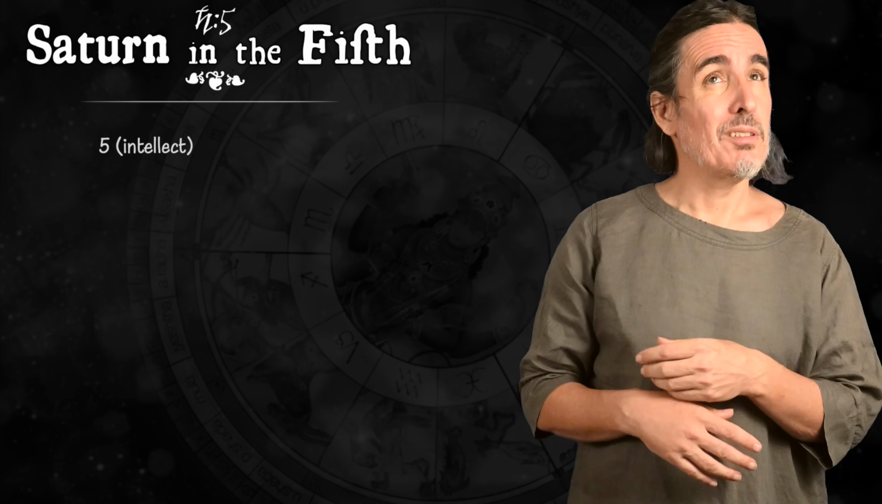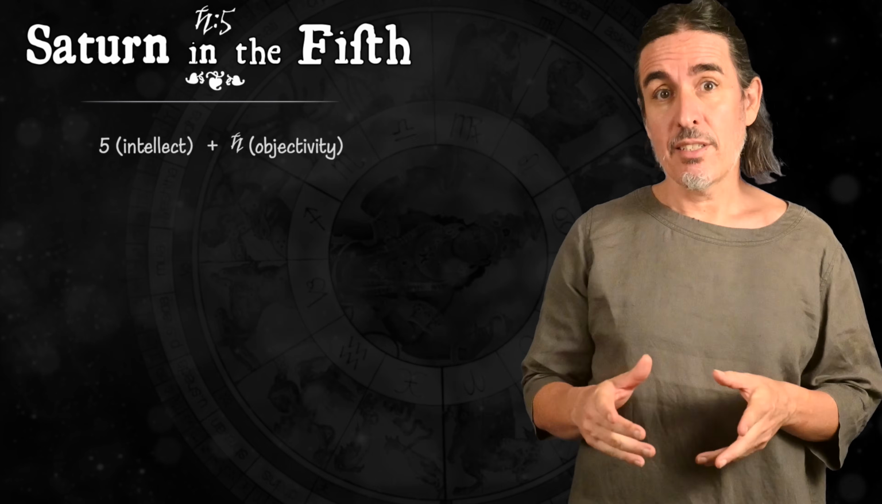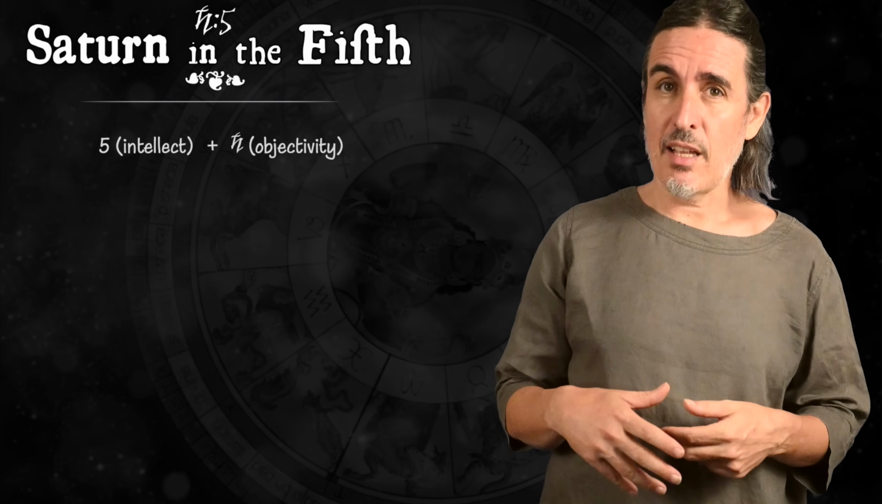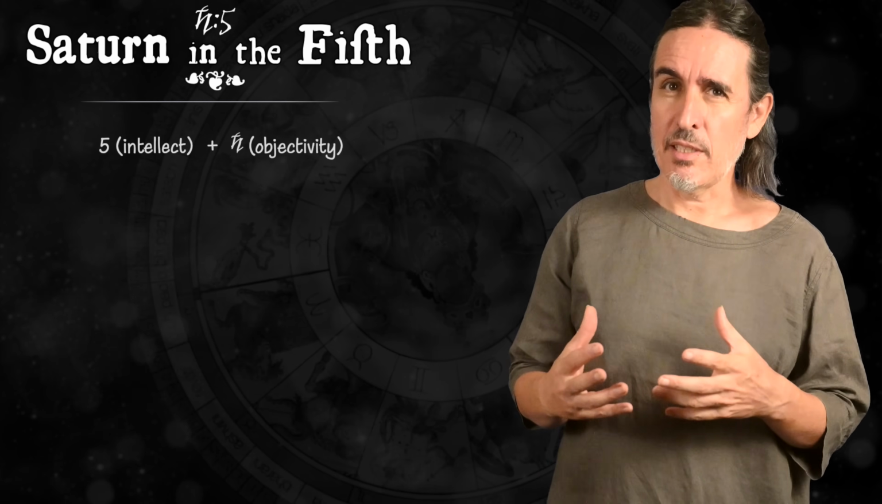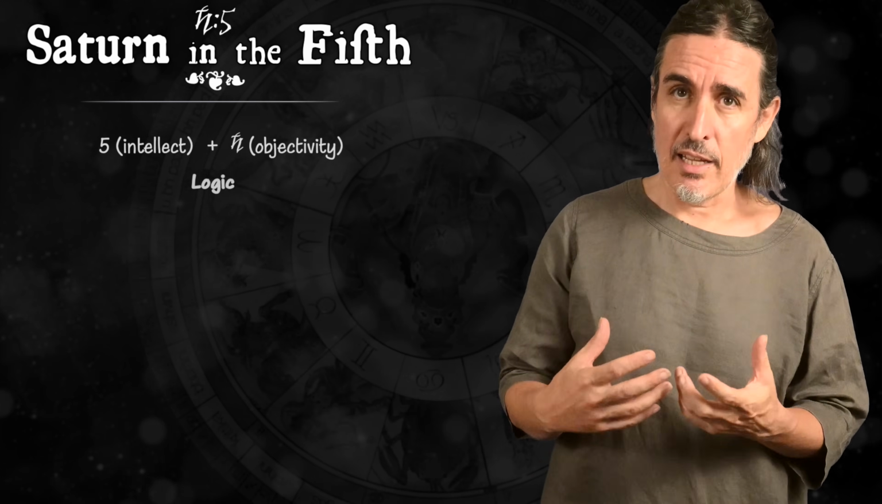The fifth house symbolizes intellect and Saturn symbolizes objectivity. So if Saturn is in the fifth house, it symbolizes objective use of intellect. So the best word to really encapsulate the full flavor of it is probably logic.